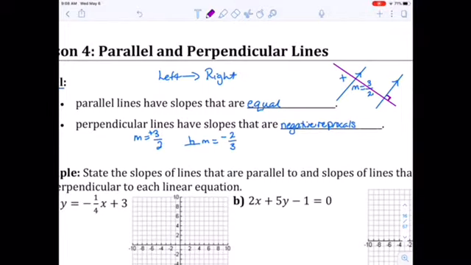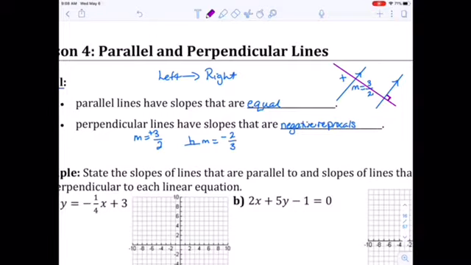Or en français, un angle droit. My grade 3 child is learning about right angles, and he's in French immersion, so they call it the angle droit, the right angle, the angle right. Anyway, it's kind of funny.